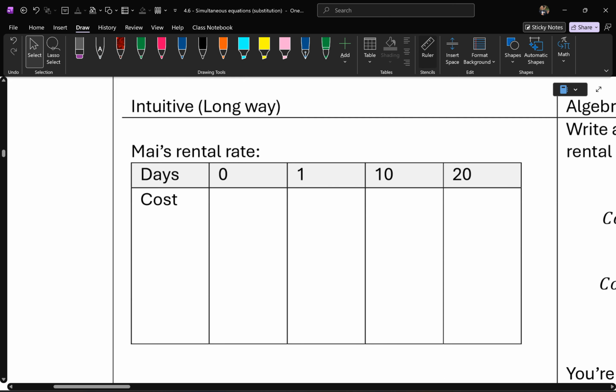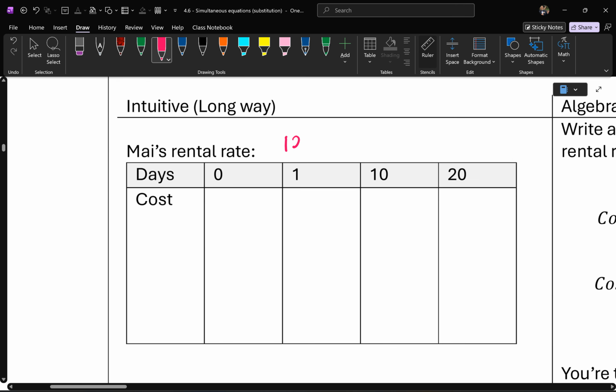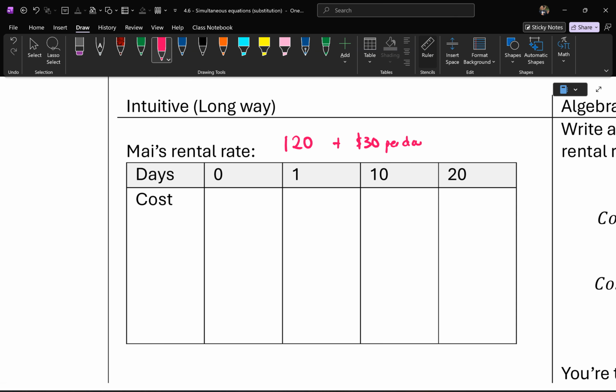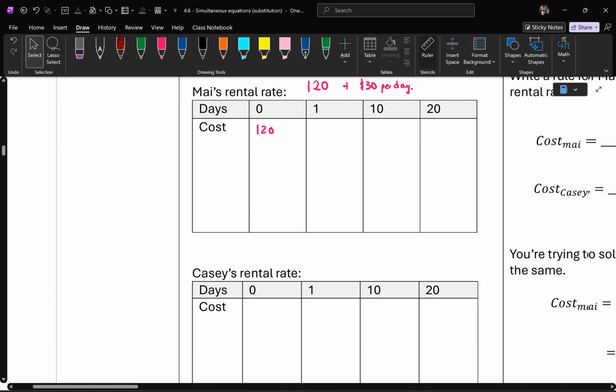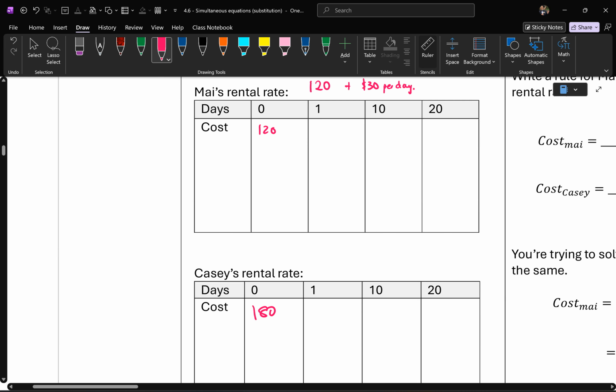Here's the intuitive way. You know that for Mai's rate, it was $120 plus $30 per day. So logically, if Mai only borrowed it for 0 days, she would have to pay $120 plus 0 times 30. So the first cost, for Mai's rate, should have been $120 to start off with. Same thing with Casey, who had to put an upfront of $180.